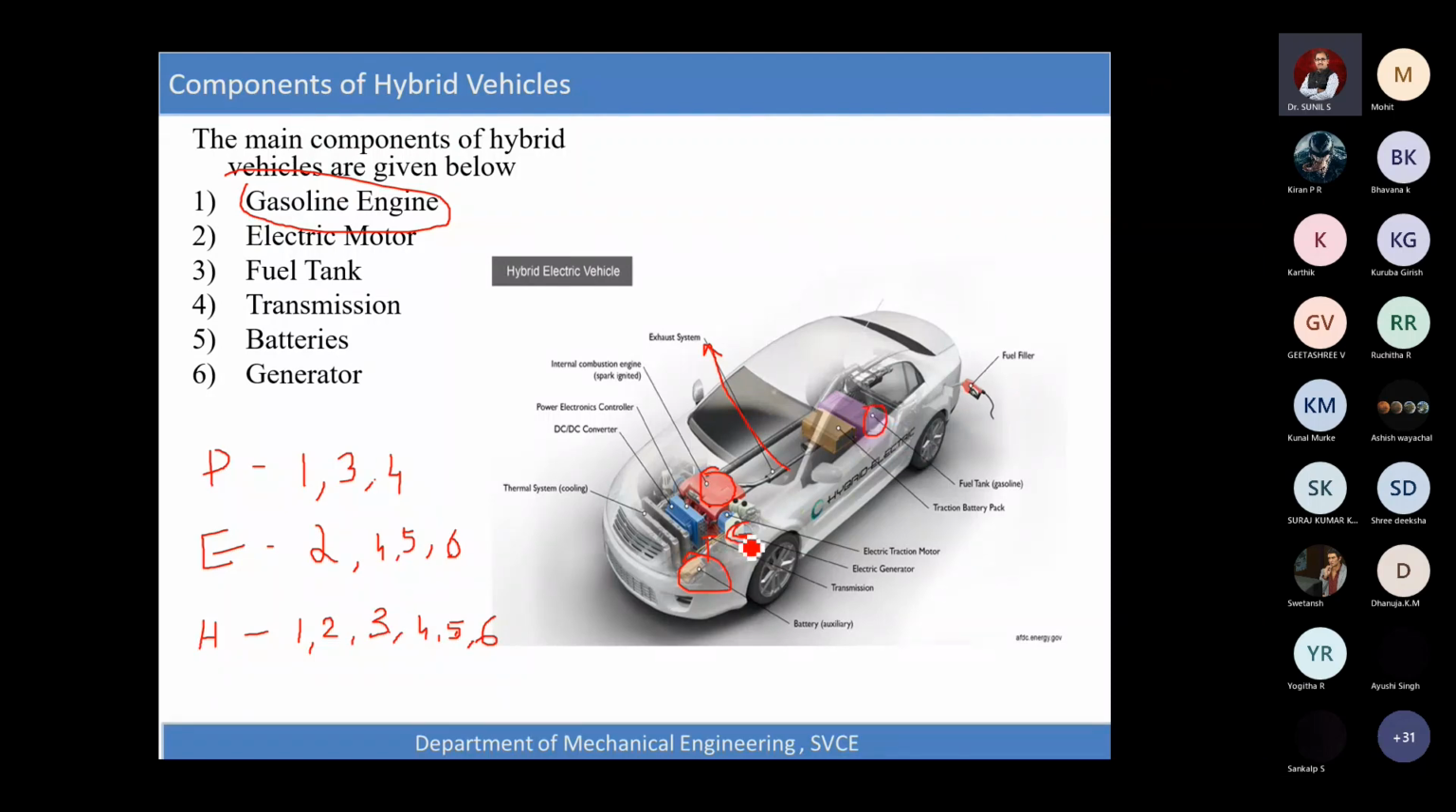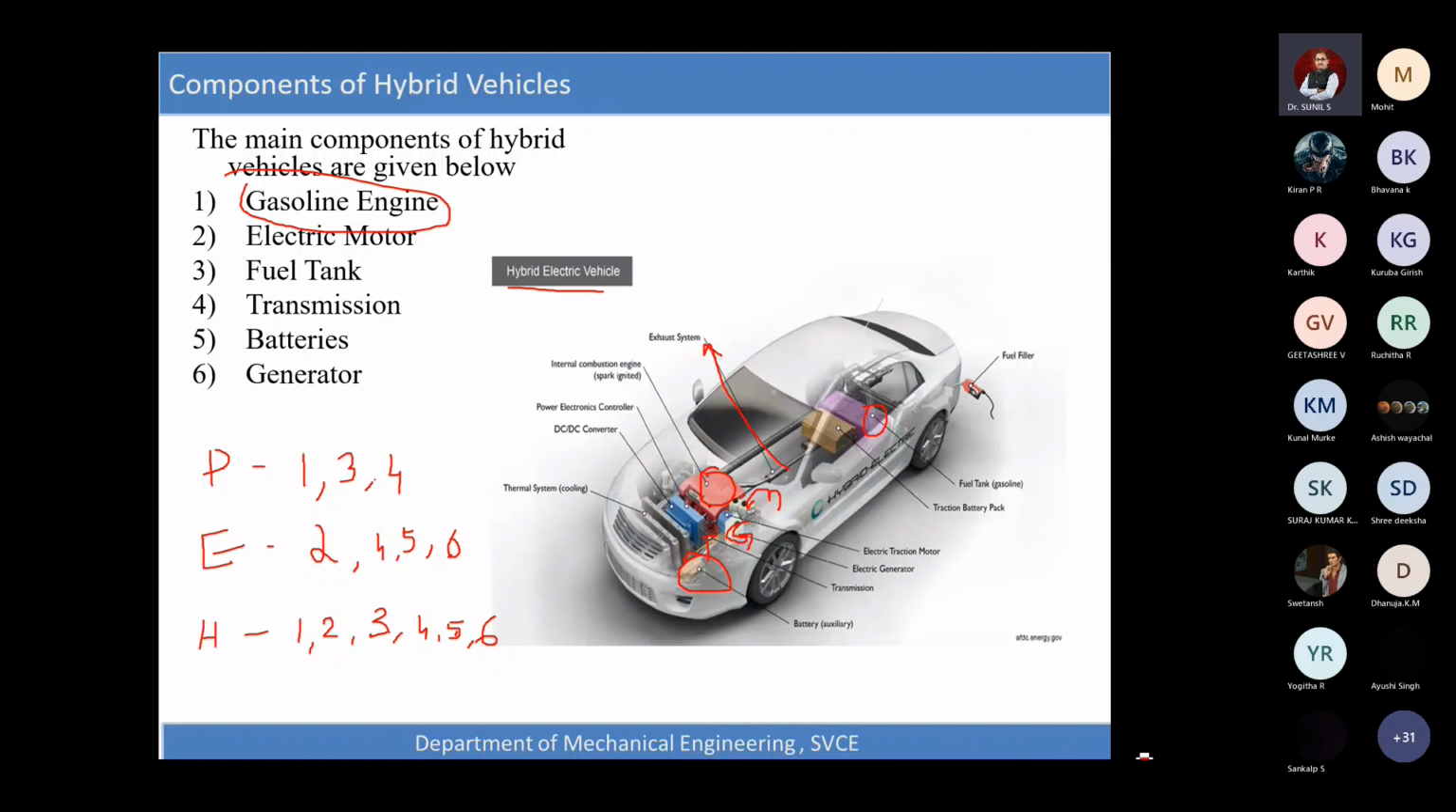Right? So besides the electric generator, we have a motor, which we call an electric traction motor or electric motor. Then we will be having an engine. So here we have both engine as well as a motor. You can see a common shaft will drive the rear wheels. So this represents a hybrid electric vehicle, right? So these are the different components of a hybrid vehicle.